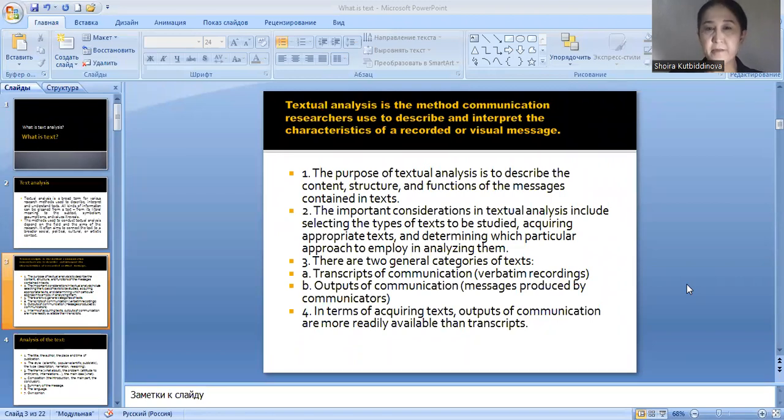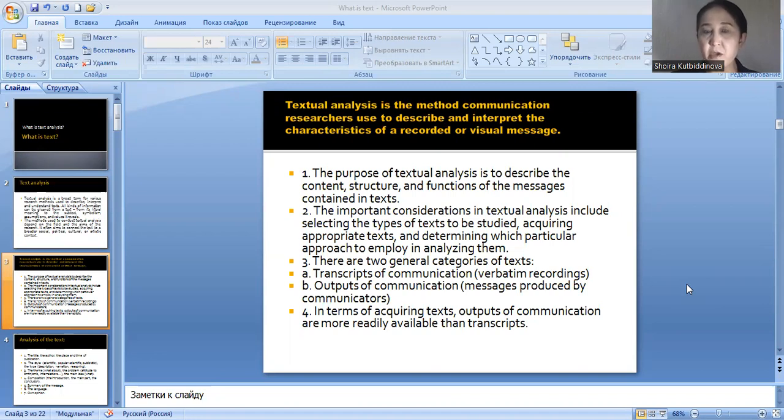Textual analysis is the method of communication researchers use to describe and interpret the characteristics of a recorded or visual message. So the purpose of textual analysis is to describe the content, structure, and functions of the message contained in the text. The important considerations in textual analysis include selecting the types of text to be studied, acquiring appropriate text, and determining which particular approach to employ in analyzing them.